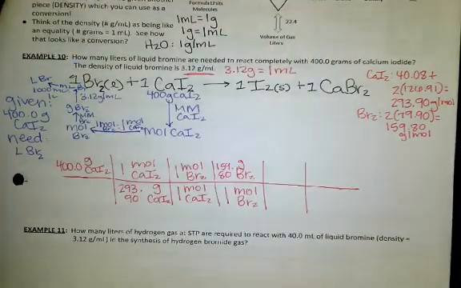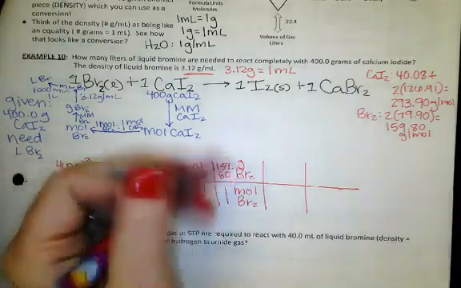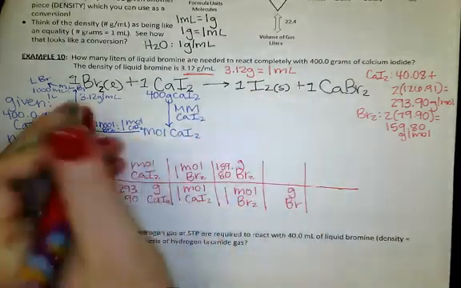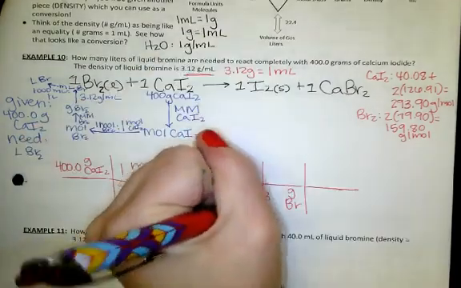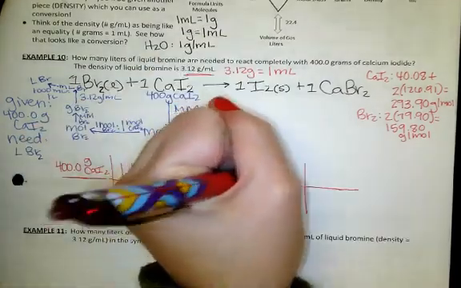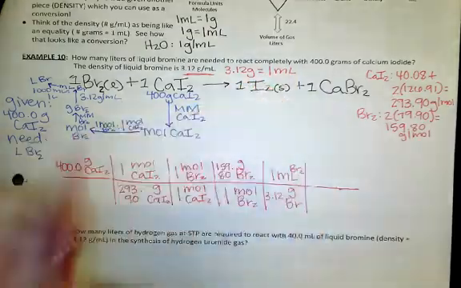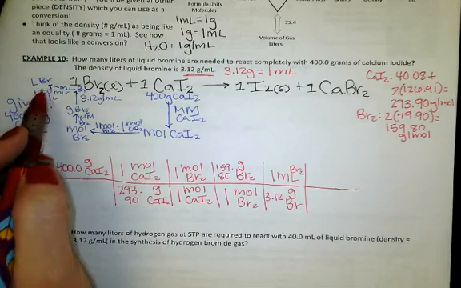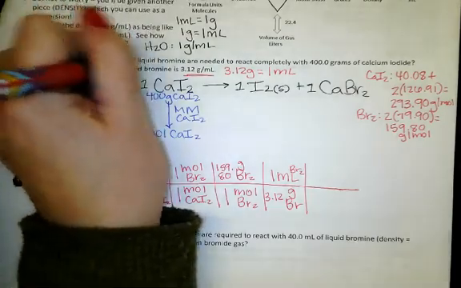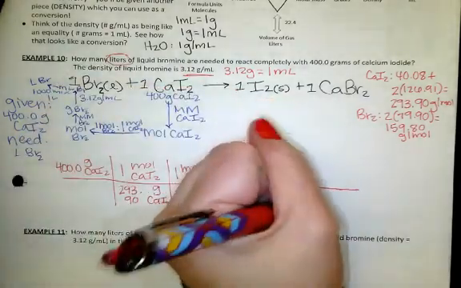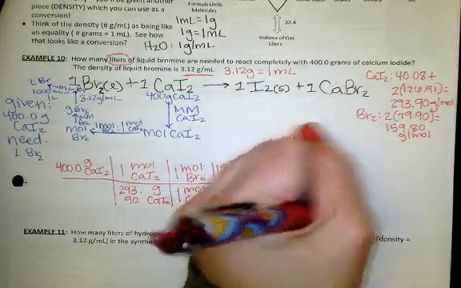And so I have grams of bromine on top, so grams of bromine is going to go on bottom, and it's going to be that 3.12. And then 1 milliliter will go on top, and that's 1 milliliter of bromine. So that gets me to milliliters of bromine. Then I need to convert to liters, because it's asking for liters, using 1,000. So we got 1,000 milliliters of bromine in 1 liter of bromine.